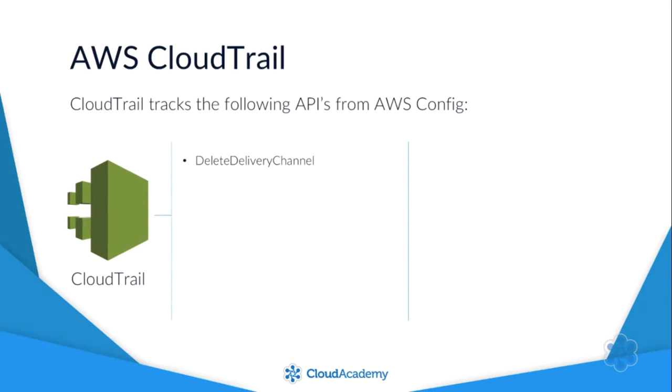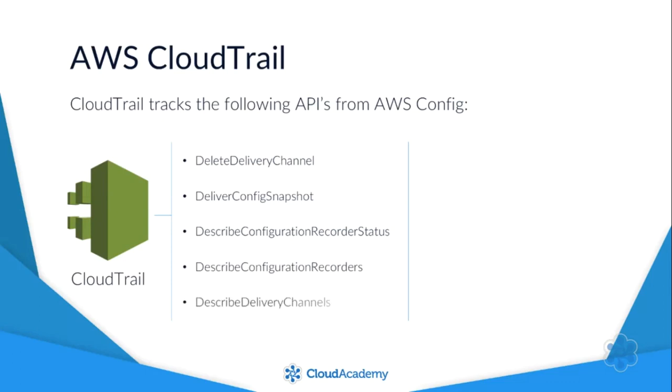Delete delivery channel. This deletes the delivery channel. Deliver config snapshot. This sends a configuration snapshot to S3. Describe configuration recorder status. This returns the status of a specified configuration recorder. Describe configuration recorders. This returns the details of a specific configuration recorder.